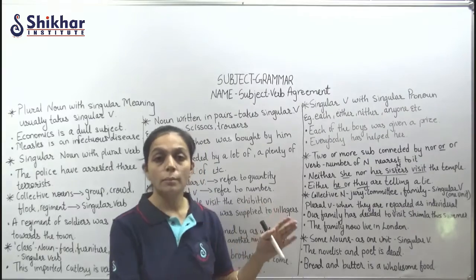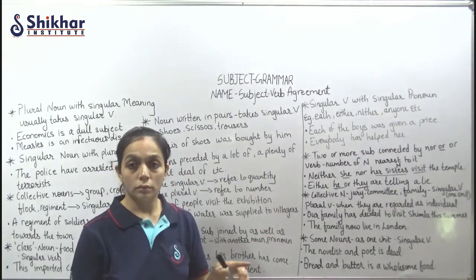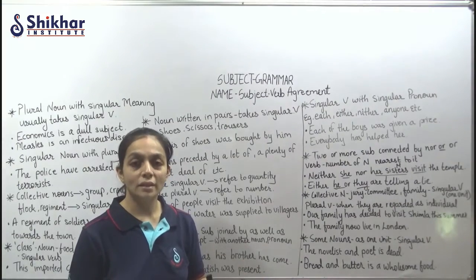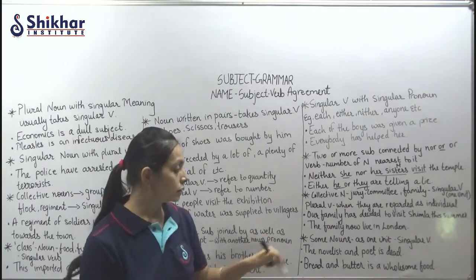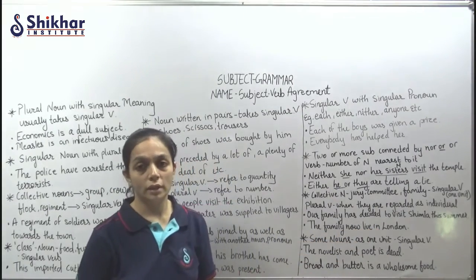The family now live in London. So we are talking about the family, but here it is taken with its members. That family, they are living in London. So they live in London. Understood?